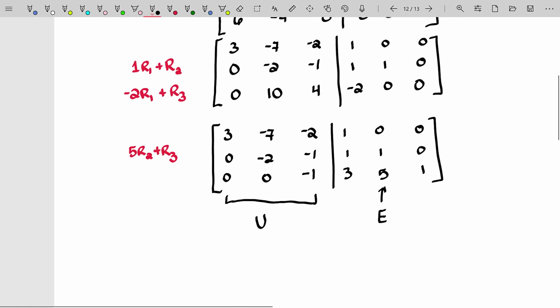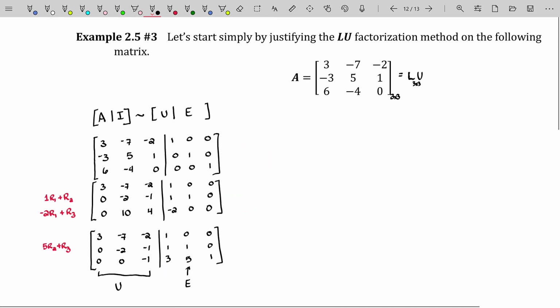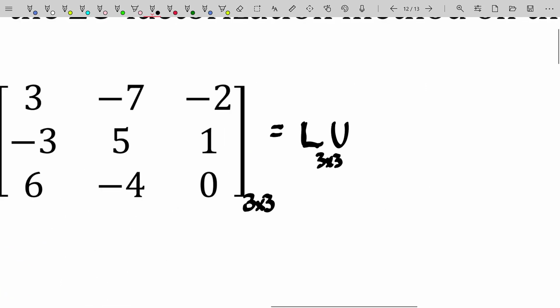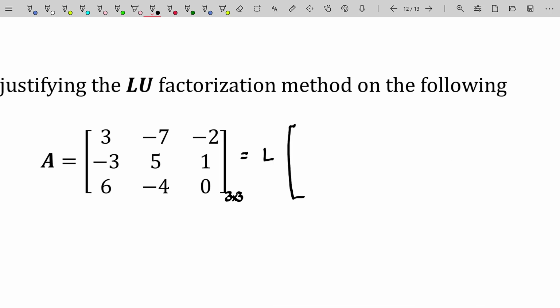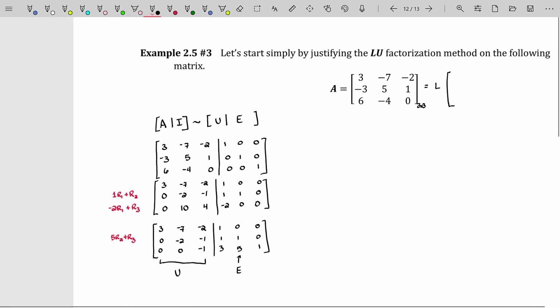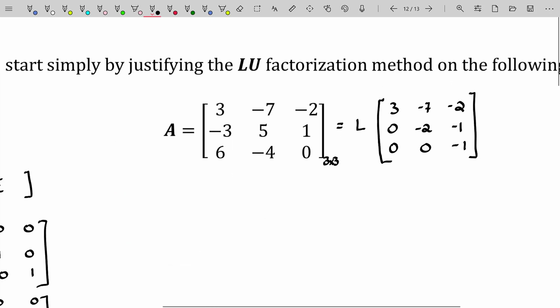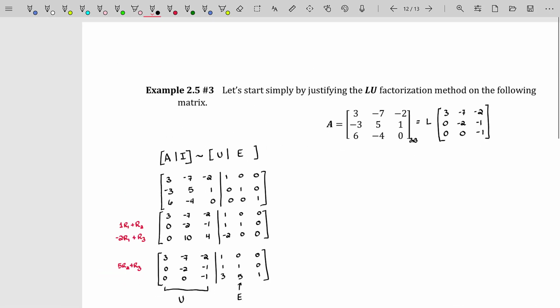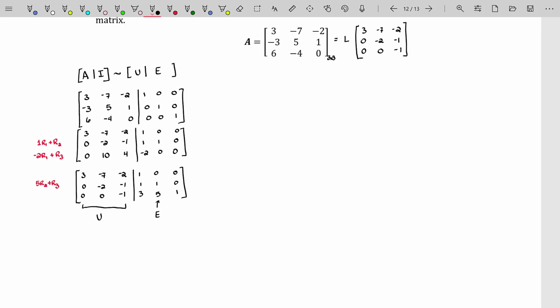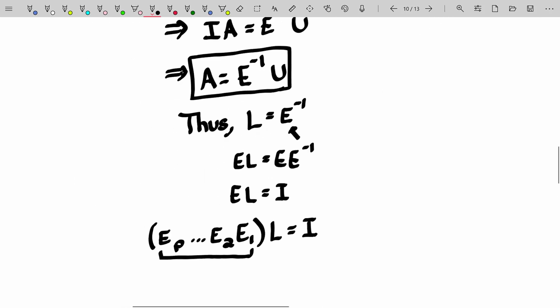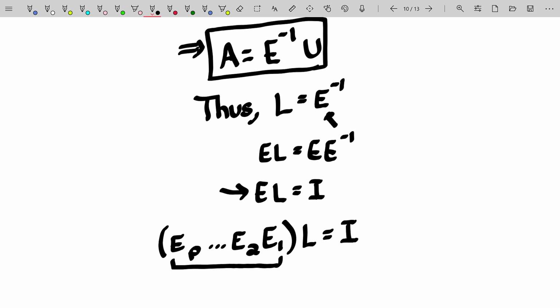Now remember, I'm supposed to find L here. I want A to equal L times U. We already found U, so let me go ahead and just write this as L times something. And that something is going to be the U that we have right there. There we go, I just copied it, so that's LU right there. But we don't have L yet. But what we do have is E. And remember from this page right here, E times L is the identity matrix, that is, L is E inverse. So I'd love to find the inverse of that matrix E.